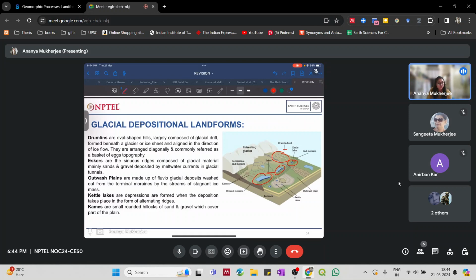And then you have outwash plains. So this is similar to how flood plains are there, all the sediments, the very small size sediments, get just deposited when the glaciers are melting.